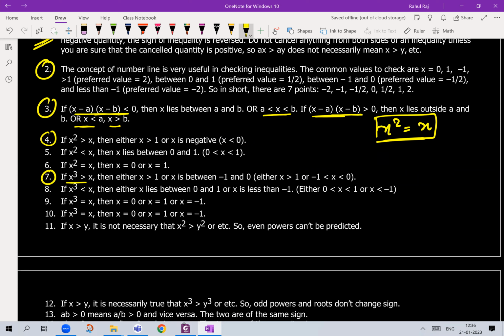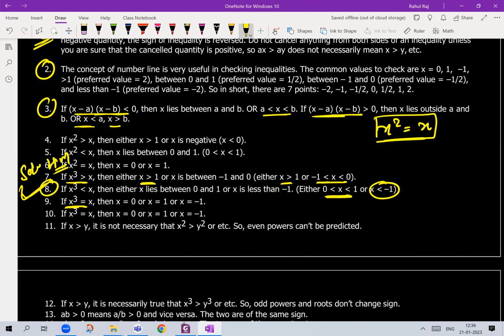x cube greater than x. Just as we did, either x could be greater than 1 or x could lie between -1 and 0. Simple. x cube less than x: please ensure that in your homework you try and solve this, and you should get the answer. Either x lies between 0 and 1 or x is less than -1. If you don't get it, do let me know.